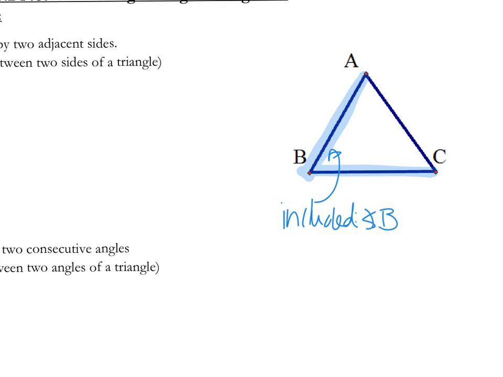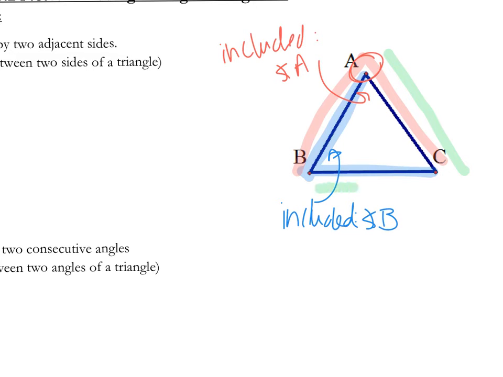Okay, so it's in between the 2 sides of the angle that was formed. If I was looking at BA and AC, then the included angle now is A. So the included angle could change depending on which sides you're working with. So notice that it's in the middle. And then finally, if I was working with AC and BC, then hopefully we see the included angle then would be C.